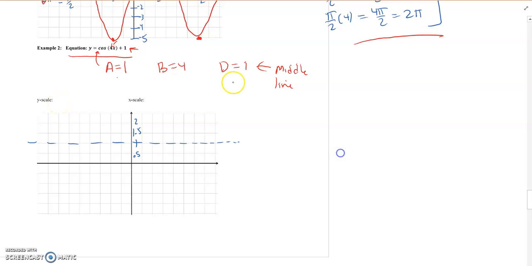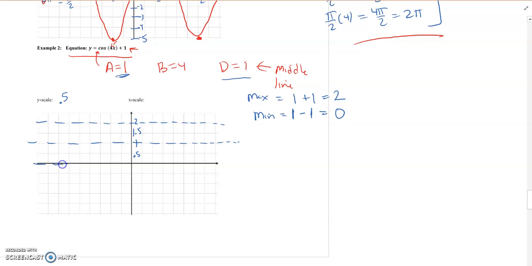Since our middle line is 1 and we have 5 boxes, I'm going to make the y scale 0.5. Our middle line is at 1, so we've dotted our middle line. Since our amplitude is 1, we need to go up 1. So our maximum is our middle line plus 1, in this case 2. And our minimum is the middle line minus the amplitude, in this case 1, which is 0. So our middle line is 1, our maximum is 2, and our minimum is 0.